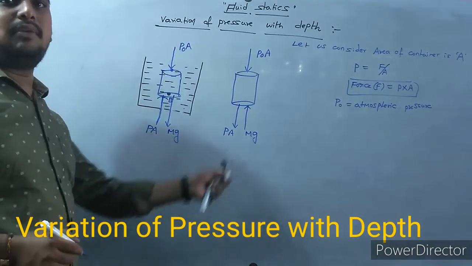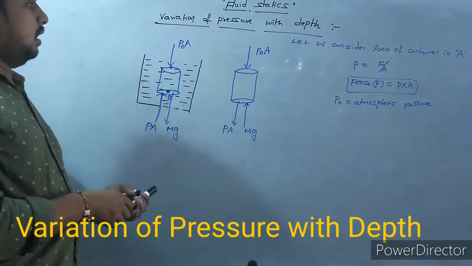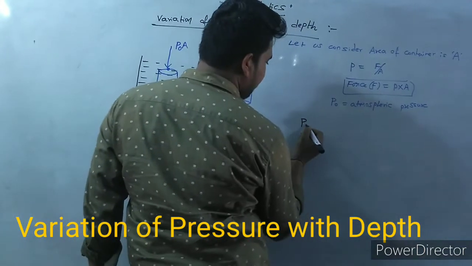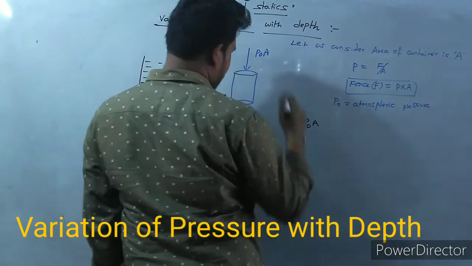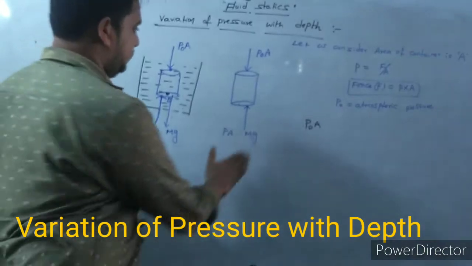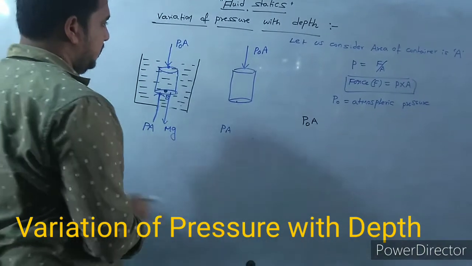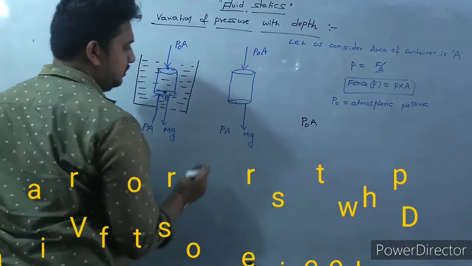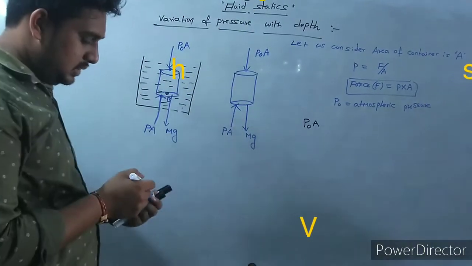So here we equate all things. Observe carefully, P naught A is acting downward. Sorry, this PA is acting upward. Weight mg is acting downward. And PA is acting upward.